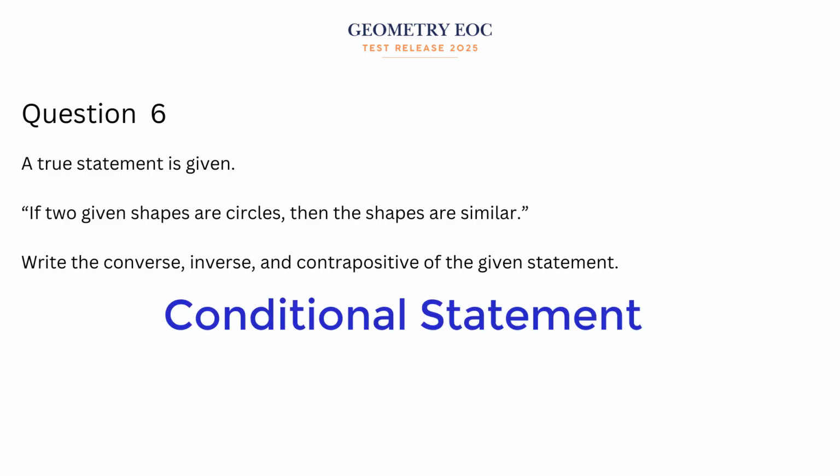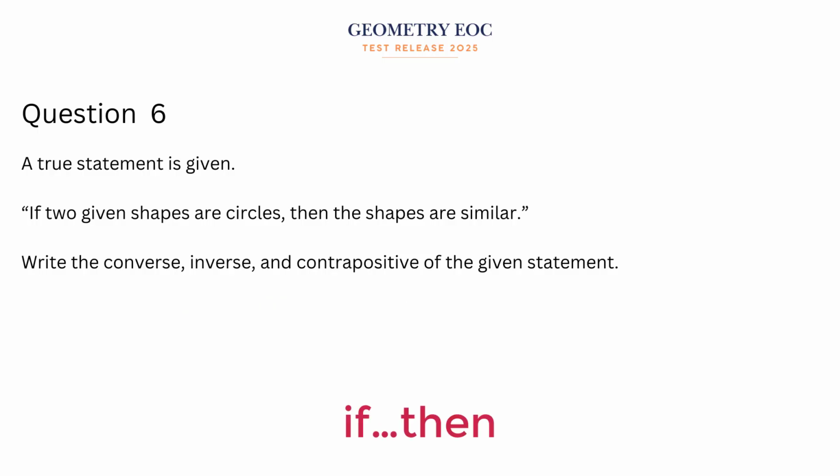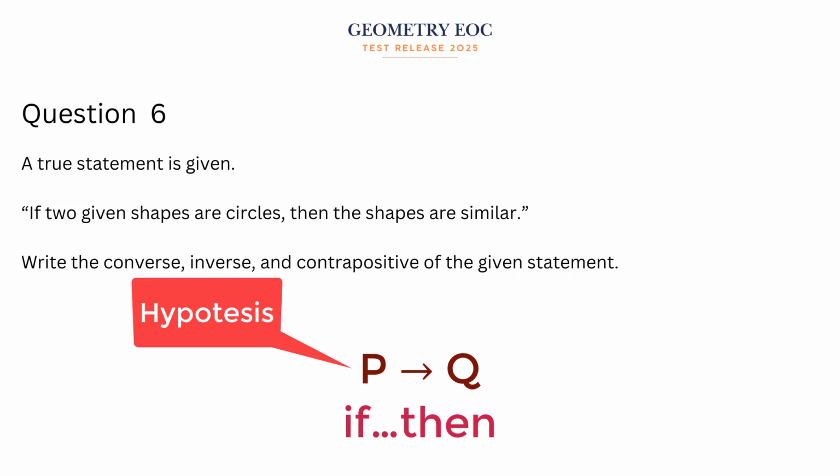A conditional statement is basically an if-then statement. It has the form P implies Q. You can read that as if P happens, then Q happens. Now here's what those letters mean. P is called the hypothesis. That's the if part. Q is called the conclusion. That's the then part. So whenever you see an if-then statement, think, if this, then that.